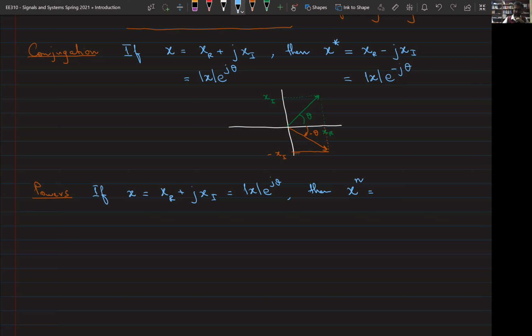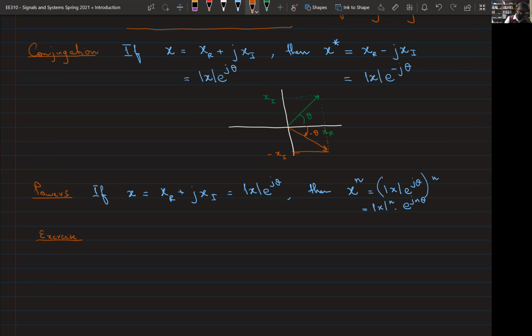So x raised to power n is a lot easier for me to handle in the polar coordinate system. This is equal to x e raised to power j theta, and this is whole raised to power n, right? And therefore this is absolute value of x raised to power n times e raised to power j times n theta. So taking the powers is a lot easier in the polar coordinate system. Okay.